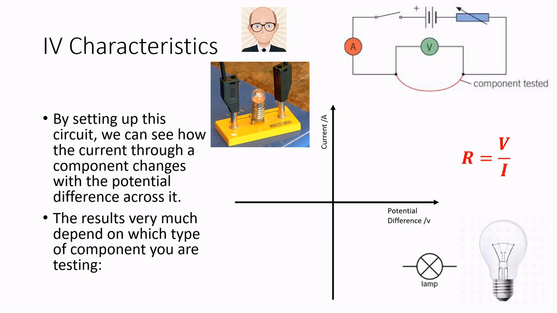With these lamps, the filament, which is a really thin tungsten wire, gets so hot due to the current flowing through it that it glows, producing light. The hotter the filament, the higher the electrical resistance, which is why we see a curved IV graph. The gradient of the line changes as the resistance increases at the higher temperatures.